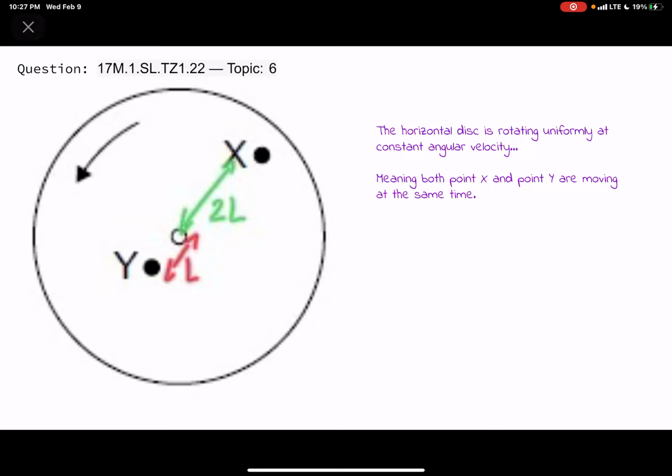It says that point x is a distance 2l from the center of the disk while point y is a distance l from the center of the disk. It says point y has a linear speed of v and a centripetal acceleration of a. What is the linear speed and centripetal acceleration of point x?